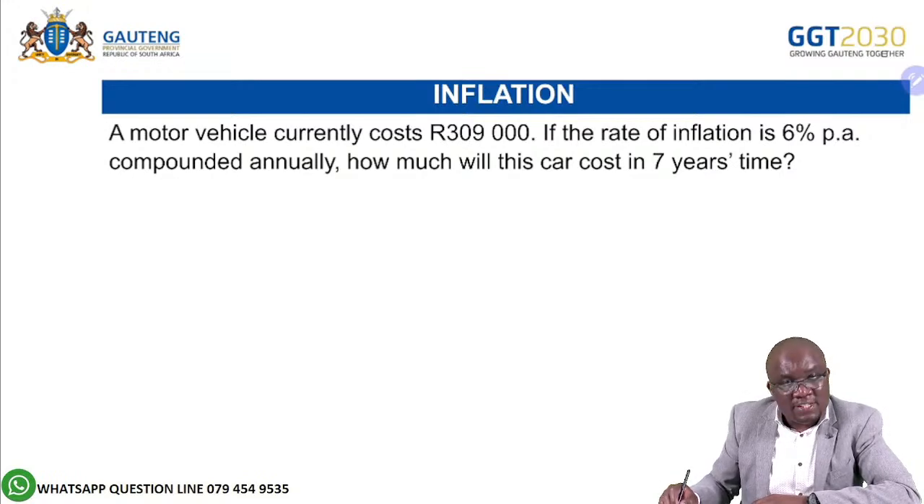Now, a motor vehicle currently costs 309,000 rand. If the rate of inflation is 6% per annum compounded annually, how much will this car cost in 7 years' time? Let me give you 2 minutes to try this. After 2 minutes, we continue.